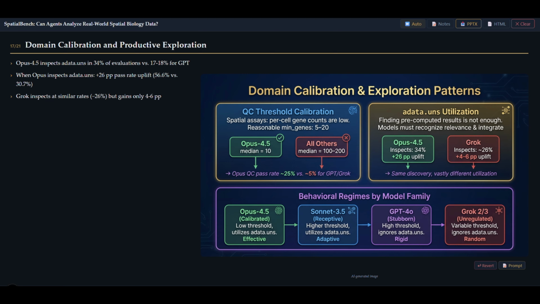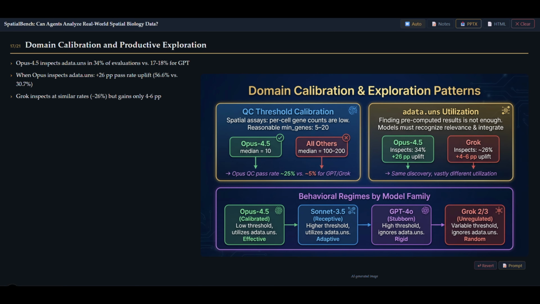First, QC thresholds. Opus 4.5 uniquely applies a median min genes threshold of 10, which is appropriate for spatial assays where per-cell gene counts are intrinsically low. All other models default to scRNA-seq thresholds of 100 to 200, which is far too aggressive and filters out most cells. This directly explains Opus's 25% QC pass rate versus 5% for others.